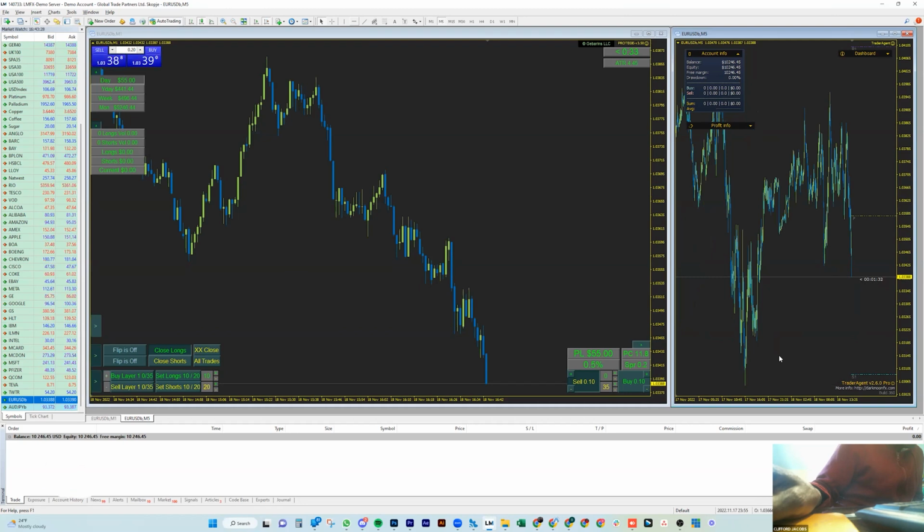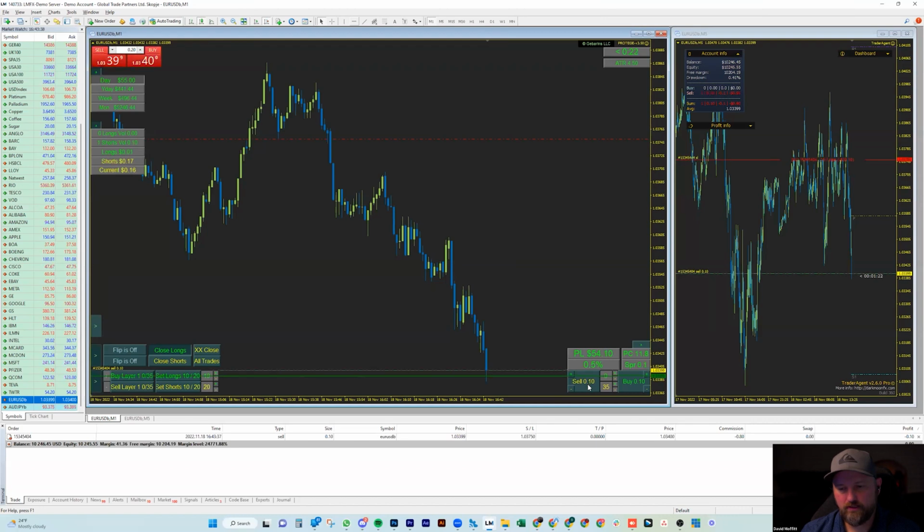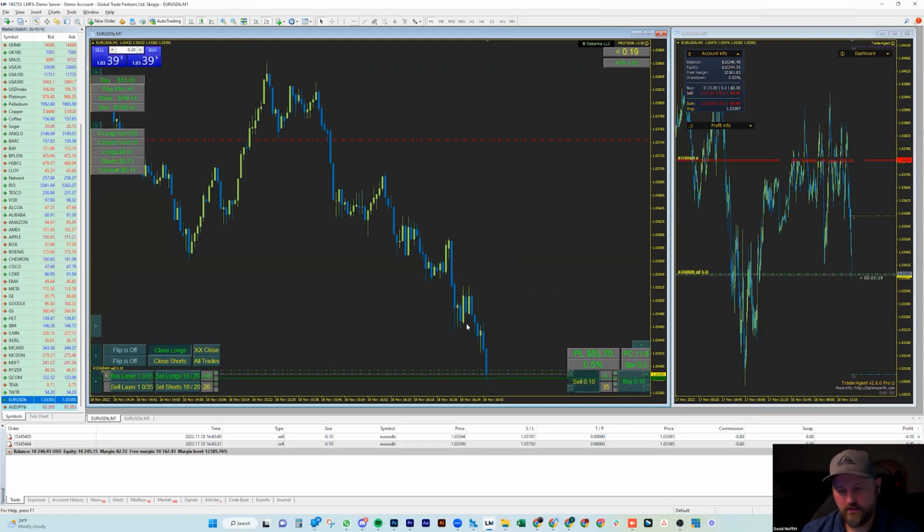Just don't know. All right, I'm going to zoom out so I can see. However, I don't ever get in when it's going. I just wait for a little bit of a pullback here and just get in, right? All right, so ride the wave for at least 10 pips.